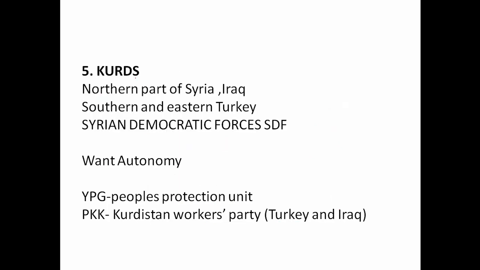The last faction is Kurd. So Kurds are an ethnic people. They are a group of people who live in three different countries: Syria, Iraq and Turkey. Actually, they live in one region, but due to the geopolitical implications of World War One, their area was divided into these three different countries.